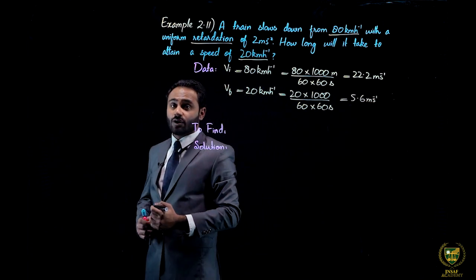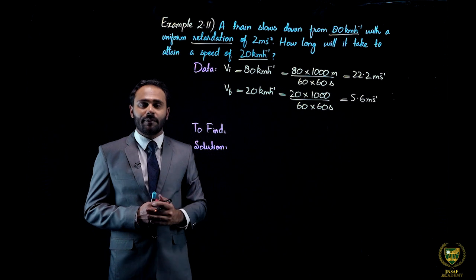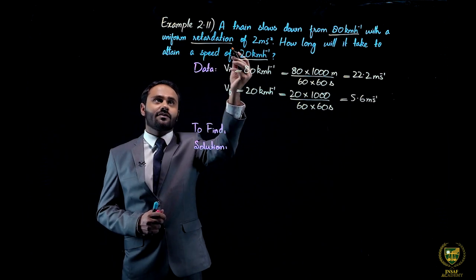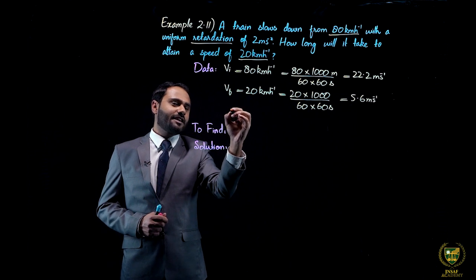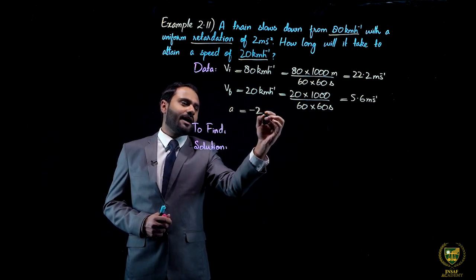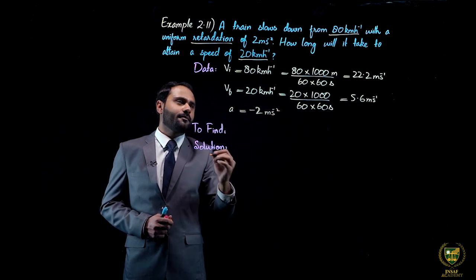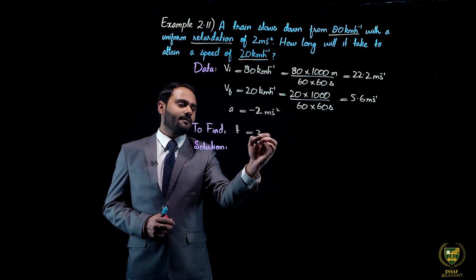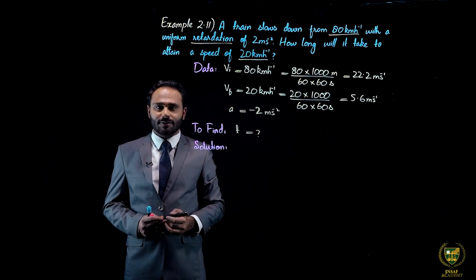इस तरह से हमने वेलोसिटीज को कन्वर्ट कर लिया मीटर पर सेकेंड में। नाउ वी हैव एक्सेलरेशन एंड दिस इज रिटार्डेशन, दैट मींस कि ये नेगेटिव एक्सेलरेशन है, सो a इज इक्वल्स टू -2 मीटर पर सेकेंड स्क्वायर एंड वी हैव टू फाइंड टाइम t, that is equals to question mark.